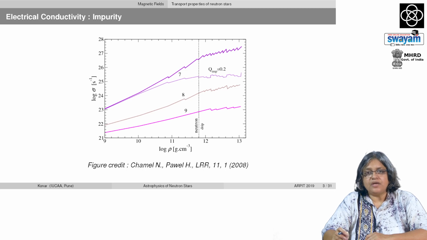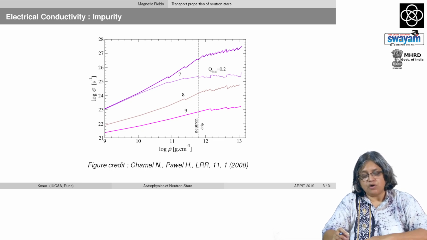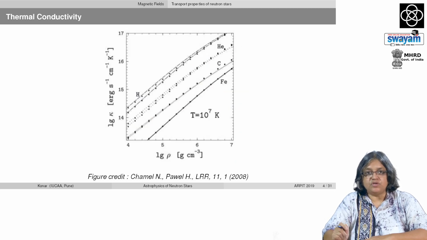Now, not only in the accreted crust, but also in a neutron star which has not undergone any phase of accretion, there might be a small amount of impurity, there might be defects and dislocations. So, in isolated neutron stars which have not undergone any phase of accretion, electrical conductivity might also be affected by such impurities.